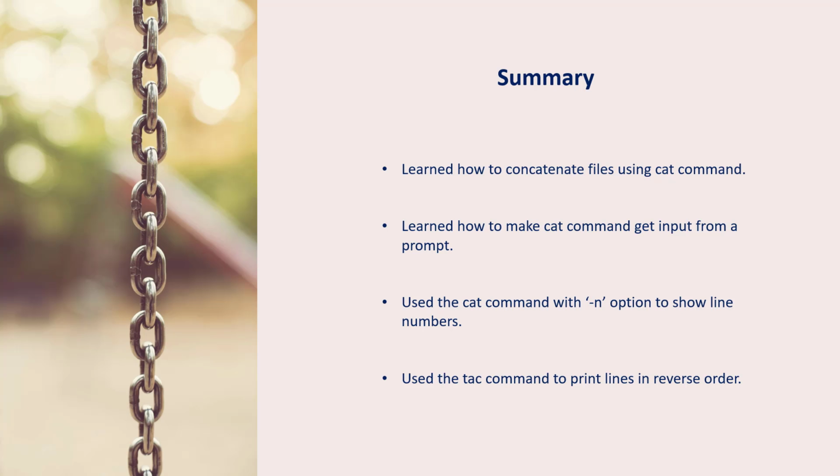So to summarize, we learned how to concatenate multiple files. We learned how to make the cat command get input from a prompt. We saw how the -n option can be used to print line numbers. And we also saw how the tac command prints the lines of a file in reverse. That's it for now, and I'll see you in the next session.